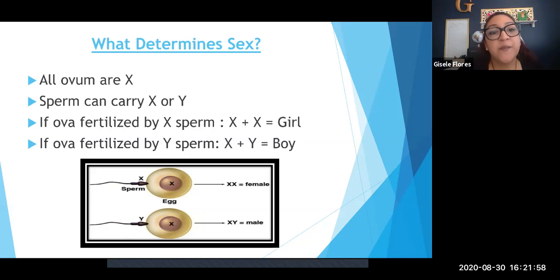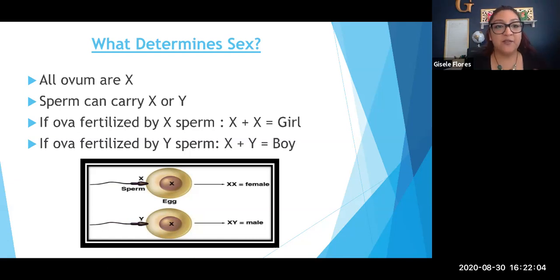So what determines sex? All ovum, so all of the female gametes or female sex cells are X cells, so are X chromosomes.